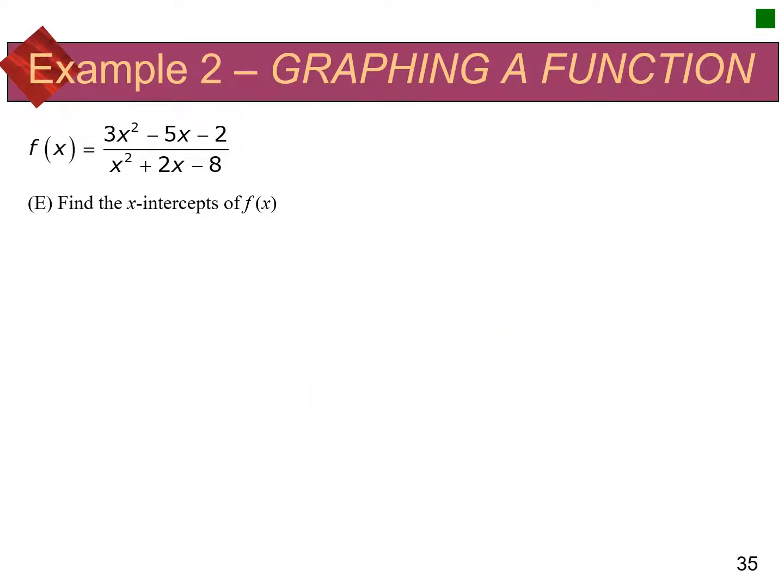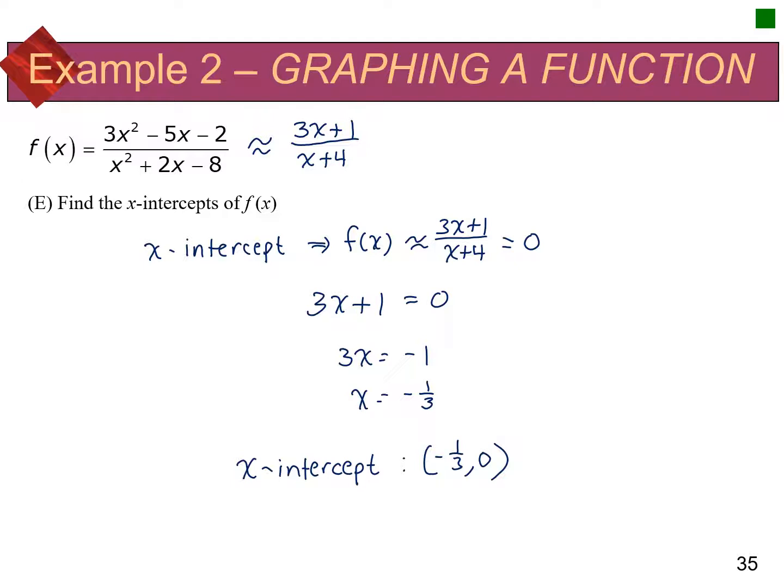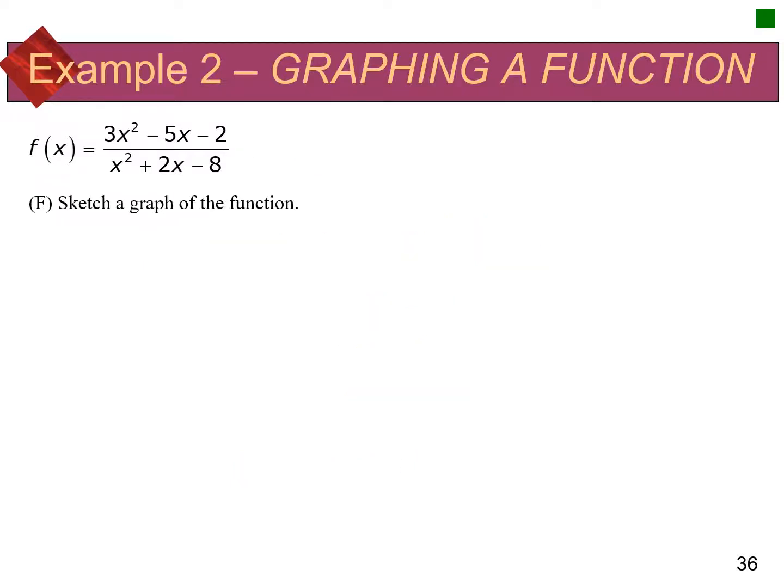The x-intercepts, all I'm going to be doing is setting this equal to 0, essentially. But again, I'm going to just look at the simplified version of this. And really, the only number that's going to cause me to have an x-intercept is what's going to make my numerator 3x plus 1 equal 0. And it means that x equals negative 1/3 is going to be the value of x where I'm going to have an x-intercept. So that point's going to be at negative 1/3, comma 0.